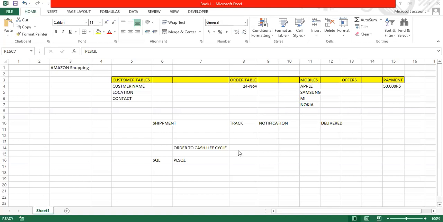Okay, now this is what we have seen: how exactly PL/SQL will be helping us and how exactly SQL will be helping us. This is what we will be discussing in the entire course, where we will go through all the topics that we have mentioned, and discuss how exactly each particular topic will help us in real time within our projects.